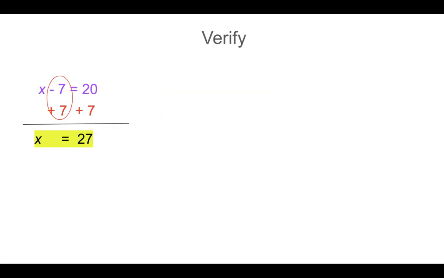To verify this, we're going to write the original equation, x minus 7 equals 20. I'm going to replace my x with 27 because that's what I believe the solution to this equation is. And the difference between 27 and 7 is indeed 20. So this is verified. Now let's look at another type. For this, when we write the equation, it's a multiplication problem. 3 multiplied by x equals 21.